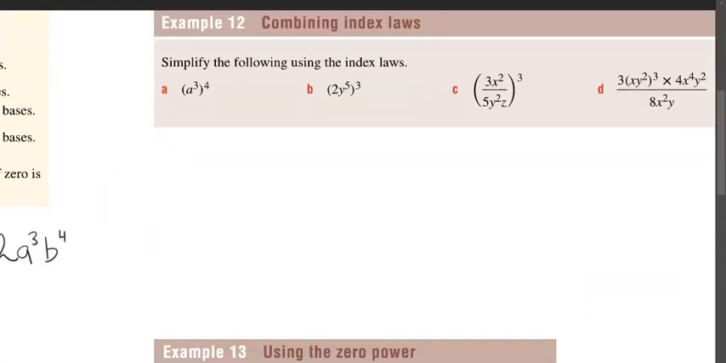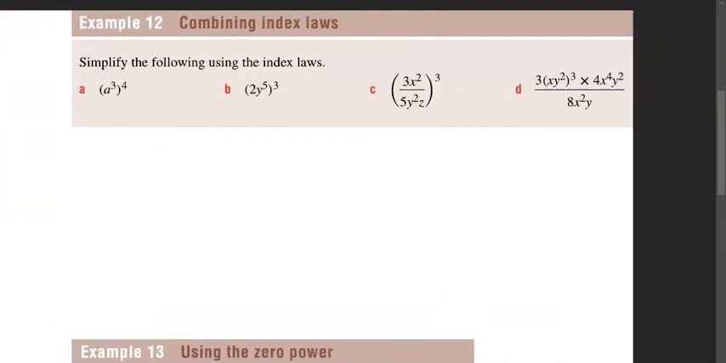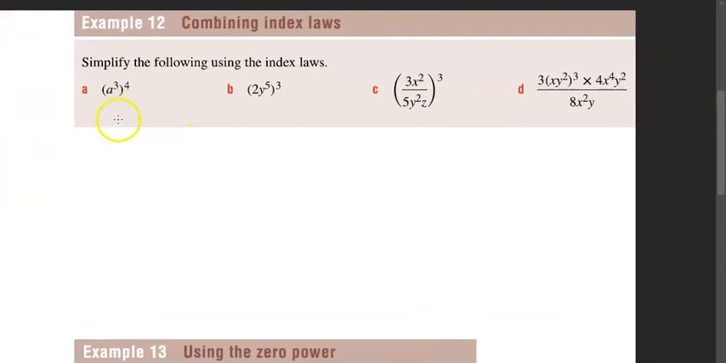Question, example 12 from the textbook. We're going to now be looking at when there are powers outside a bracket with a base and another power. Okay, all this is saying is this is a to the power of 3 multiplied by itself 4 times. So a to the power 3 times a to the power 3 times a to the power 3 times a to the power 3. And all we do is simply add those powers together. So the base is going to be a, 3, 6, 9, 12.